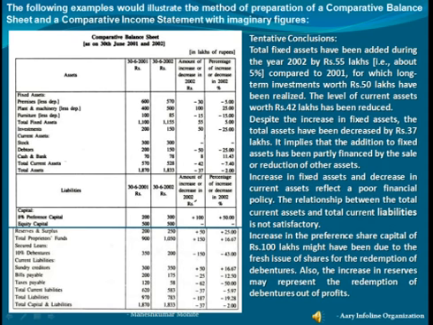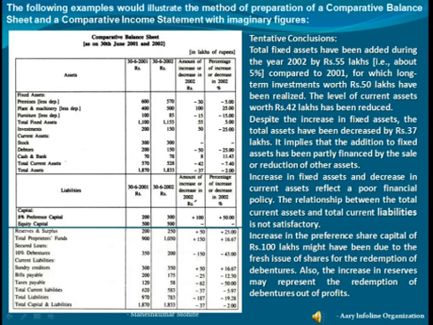Tentative conclusions. Total fixed assets have been added during the year 2002 by Rs. 55 lakhs, that is, about 5%, compared to 2001. For which long-term investments worth Rs. 50 lakhs have been realized. The level of current assets worth Rs. 42 lakhs has been reduced. Despite the increase in fixed assets, the total assets have been decreased by Rs. 37 lakhs. It implies that the addition to fixed assets has been partly financed by the sale or reduction of other assets. Increase in fixed assets and decrease in current assets reflect a poor financial policy.